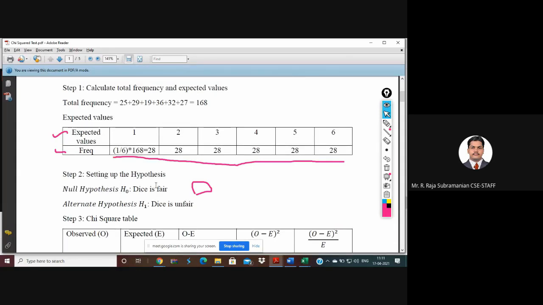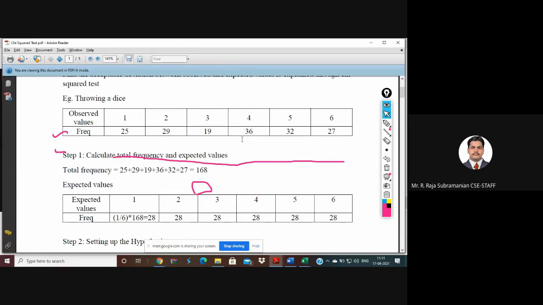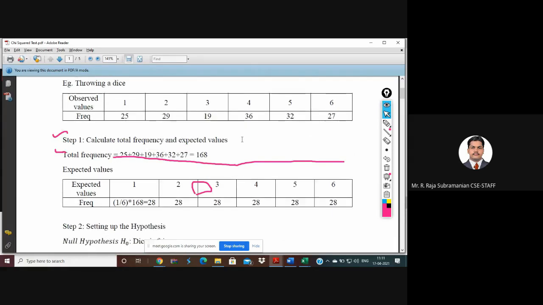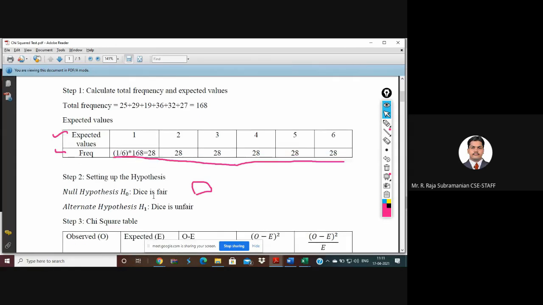Now I'll not be giving you a very big table; I'll be giving a small table and asking you whether the hypothesis is true or not. My hypothesis is the dice is fair. So you should say whether the hypothesis is true or the alternate hypothesis is true. Like that you have to say.